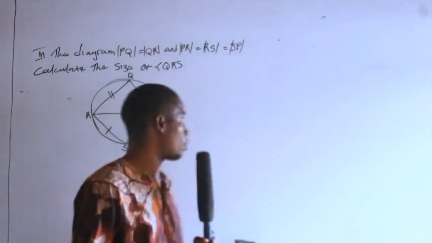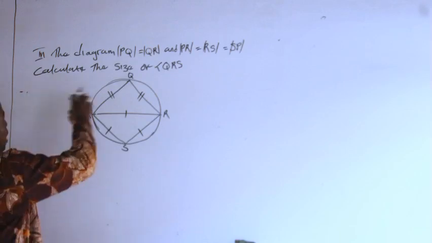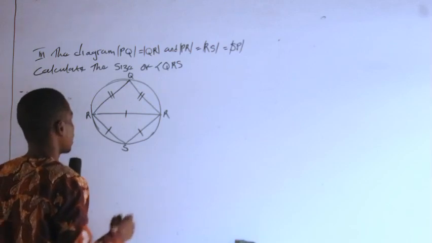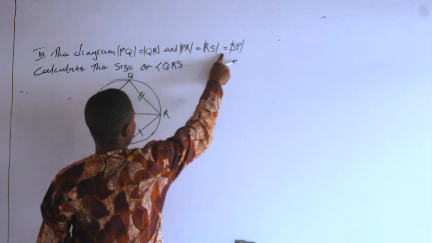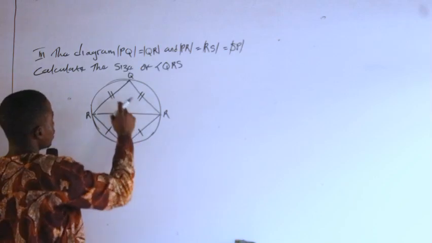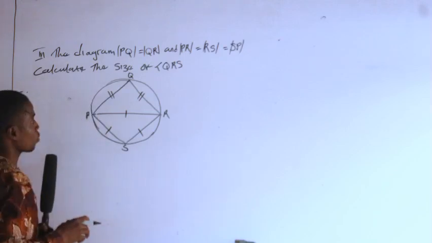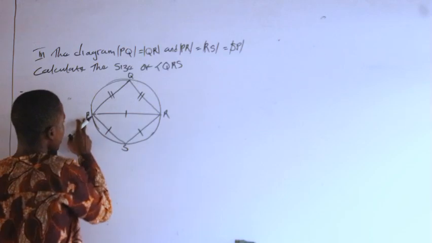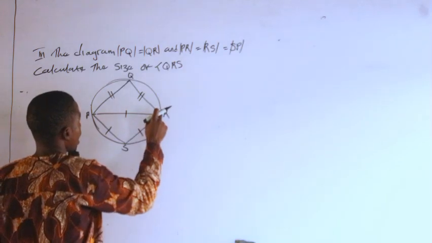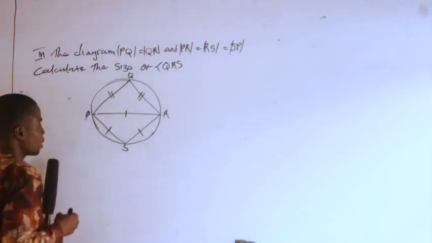We are continuing in our circle geometry. Look at this. In the diagram, PQ equals QR, and PR equals RS, and equals SR. When we look at this, they are telling us that the P is equal to R, and RS, and SP. All of these are the same thing.